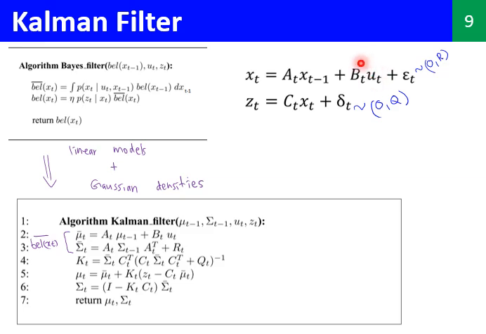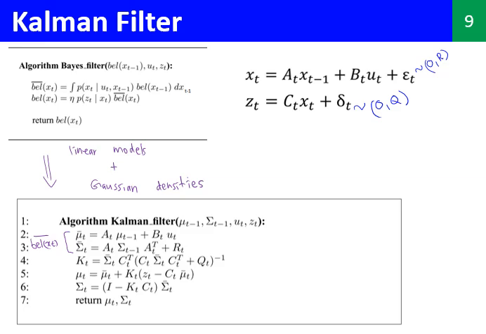So this will appear as it is in the Kalman filter here. And what about the noise? It is zero mean, right? So there won't be any contribution to our mean. So simply we have our first line automatically derived.